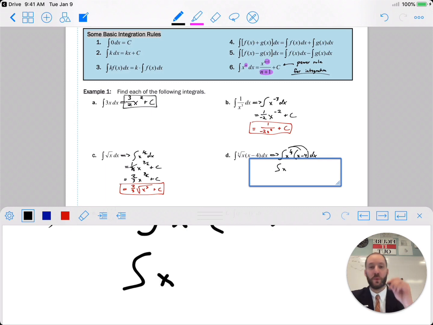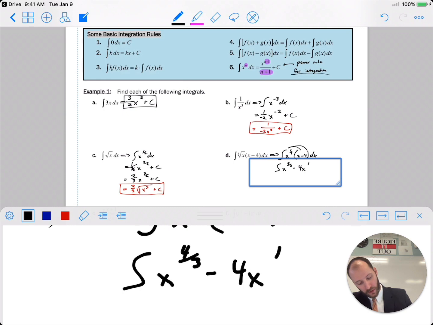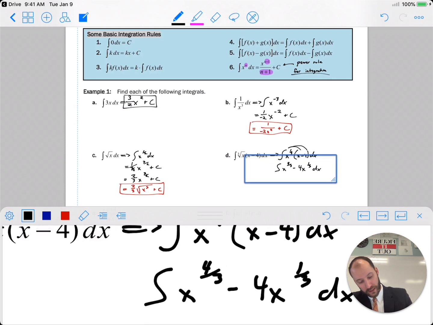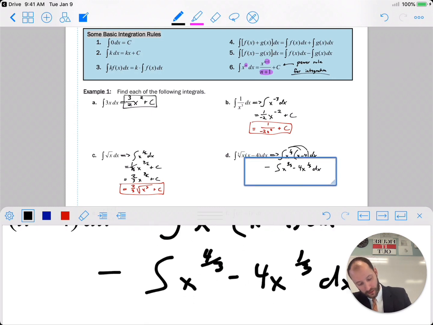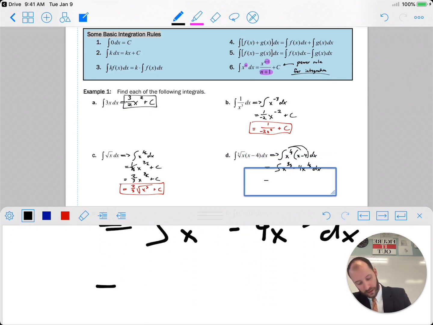So x to the 1/3 times x to the 3/3, x to the 4/3 minus 4x to the 1/3 dx. Now it gets a little sloppier with the fractions, but just go through the same process.